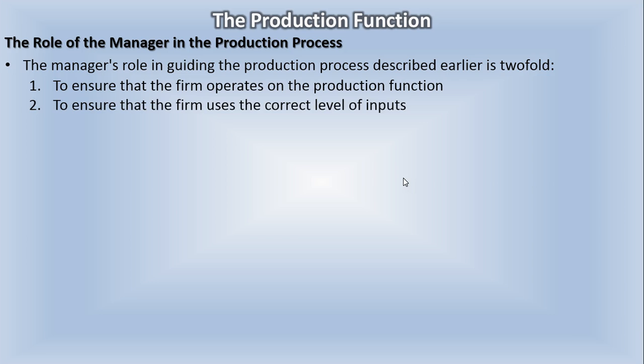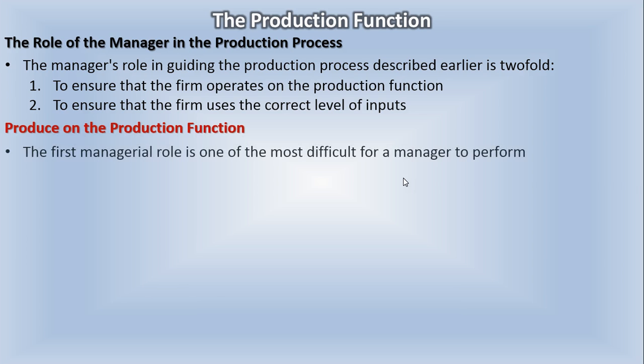And then the other main role is to ensure that the firm uses the correct level of input. So at some point it's going to become apparent that you're going to have decreasing returns, and at that point you should definitely be expanding the amount of fixed capital you have to be able to basically shift your production function.